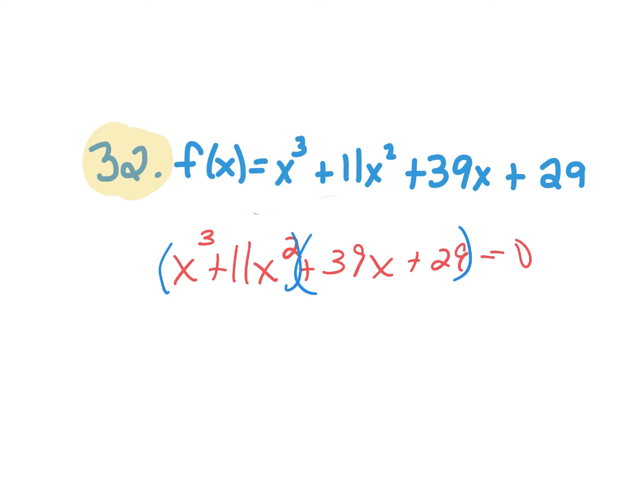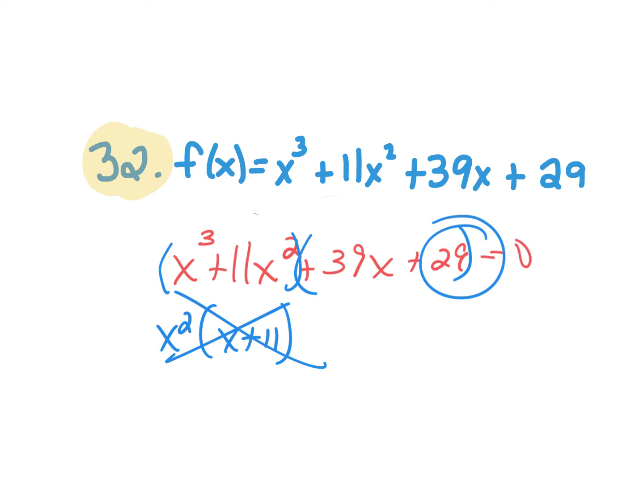What can I take out of the first set of parentheses? So I have x squared. I'm left with x plus 11. Can I take anything out of the next set of parentheses that will leave me with x plus 11? So then grouping doesn't work. If nothing works, what do we do? P over Q. You take the factors of the last number.